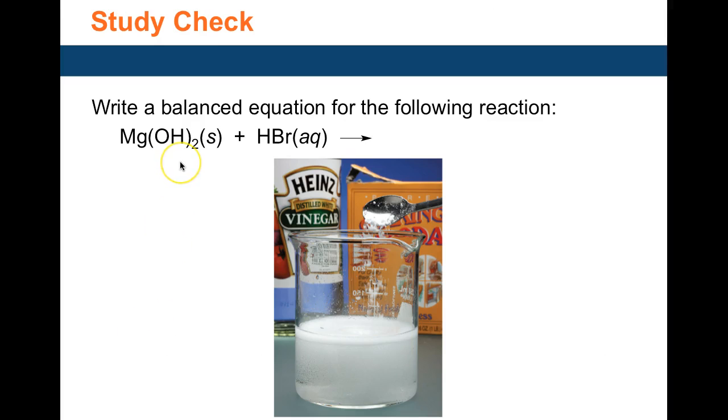Okay, so writing the balanced equation for Mg(OH)2 plus HBr. So if you have 2 OHs, remember you need 2 H's, so you get 2 waters, and then what's left is MgBr2.